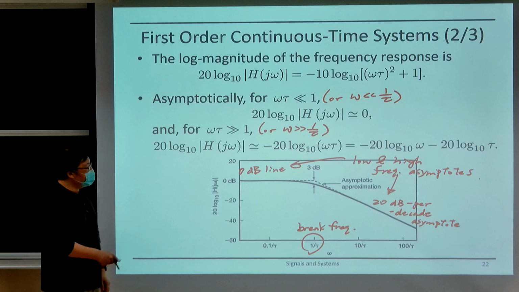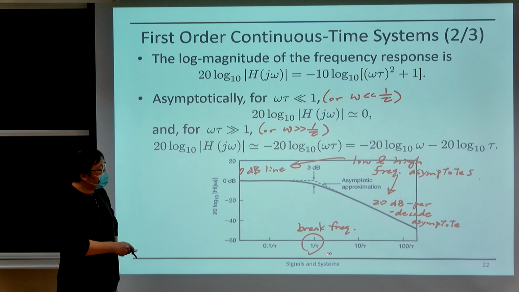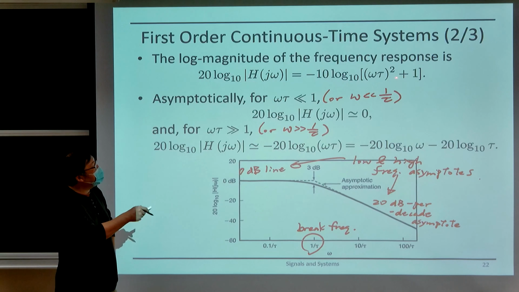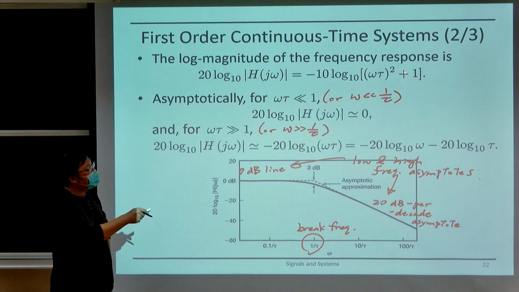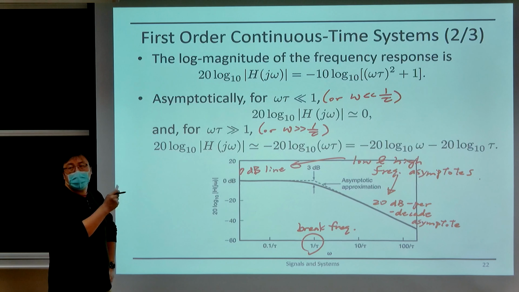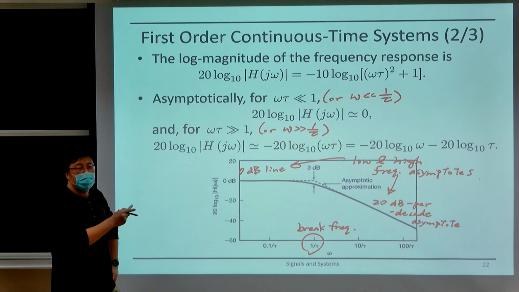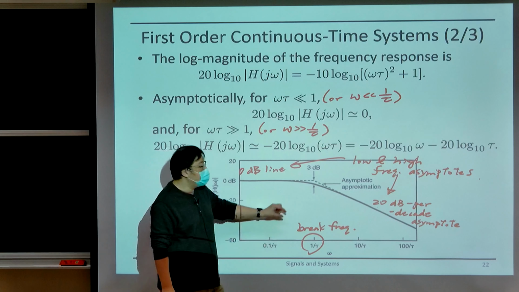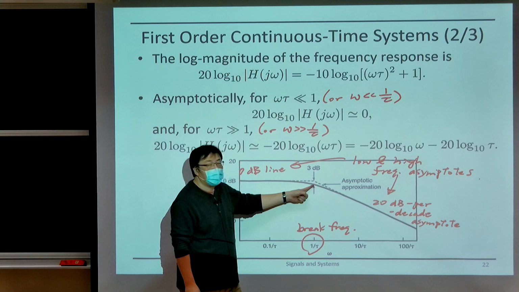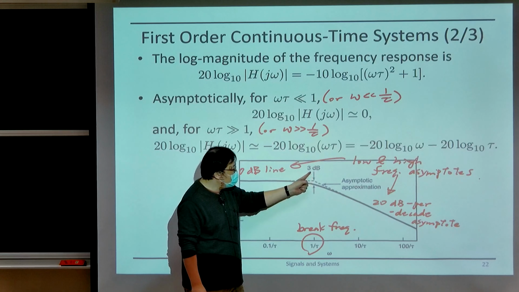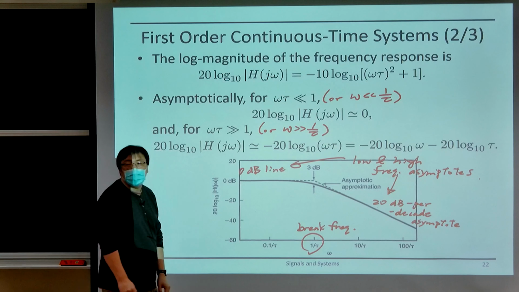Now, if you plug omega equal to 1 over tau inside here, you will get minus 10 log 10 of 2. This is 1 plus 1, which is 2. And minus 10 log 10 of 2 is exactly minus 3 dB. So the largest discrepancy between the approximate curve and the actual frequency response is 3 dB, and this occurs at the break frequency.